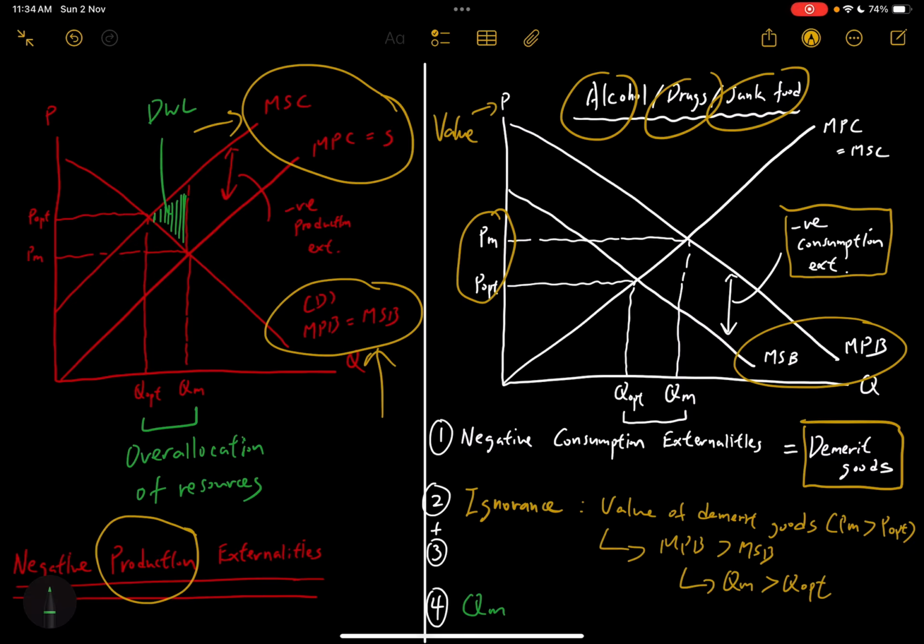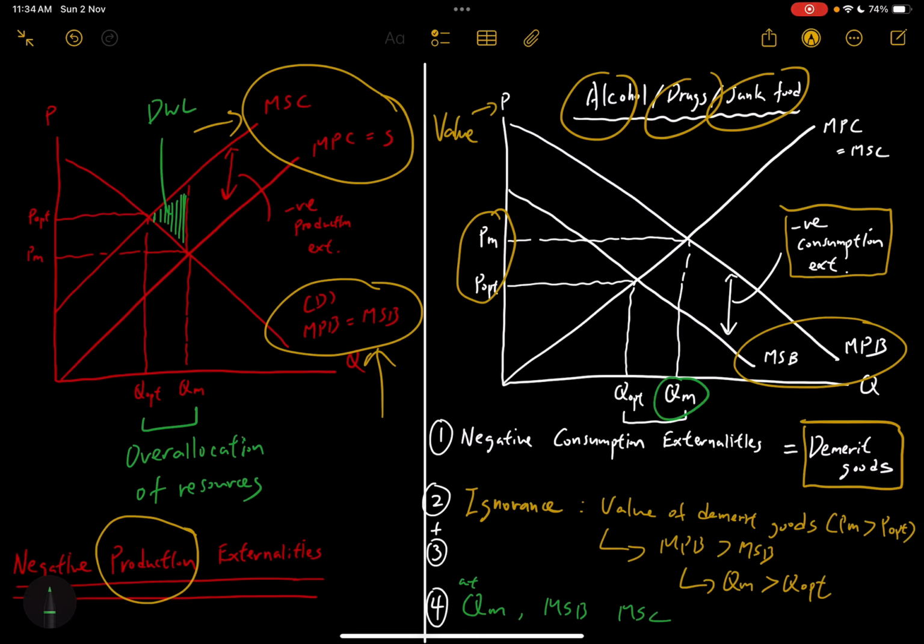Do you remember how we should see the society's perspective? What would be the curves that we should look at? There you go. So at QM, we would look at the two curves to see what's going on with the society. So we would look at MSB, and we would also look at MSC. All right, so now let's get to it.